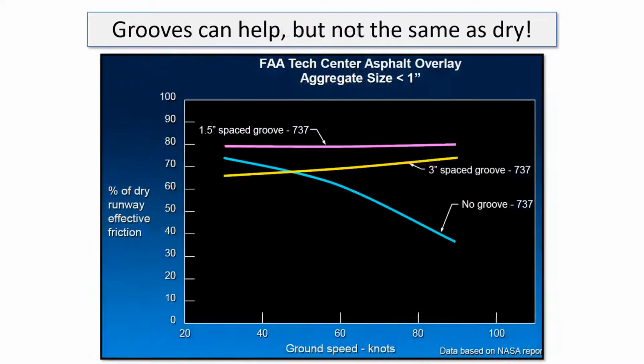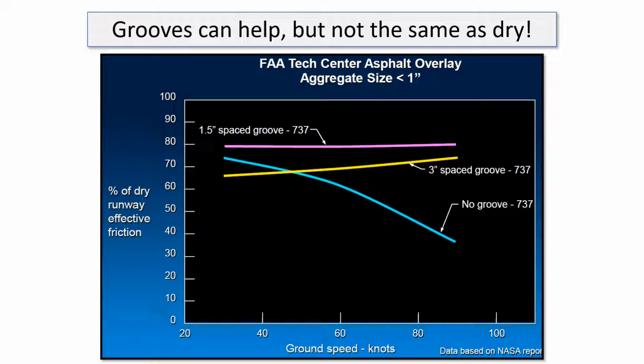Further, we see that grooving has a large effect on runways. So in this case, NASA did some landings with 737. The blue line is on a wet, ungrooved runway. So as we see at high speed on an ungrooved runway, when the runway was wet, the airplane starts experiencing braking about a third as effective friction as if the runway was dry. As the plane slows down, the braking becomes more effective, reaching a peak of about 75%. We see that the grooved runway is quite good. It's quite helpful, but it's not the same as a dry runway.